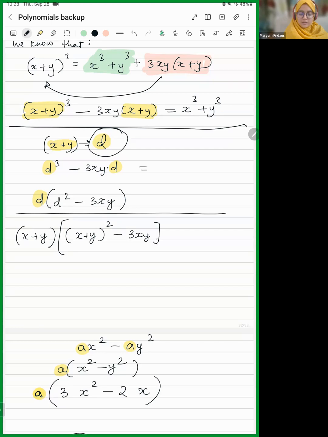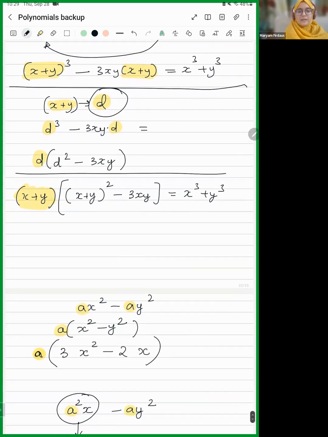Is this clear to each and every student? Yes or no? We have taken x plus y as common. Clear? Yes, ma'am, clear. So now just focus on what is there inside the bracket. I'm going to write x plus y as it is, no change. We are just going to open the bracket. Now tell me what will the bracket become?